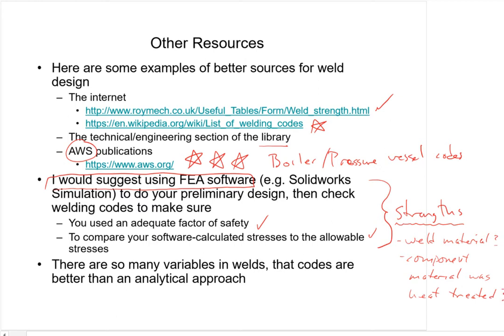You probably don't know for sure how hard it was heat treated. So you might have to use an equivalent hot rolled instead of cold drawn type of material. But what if it was already hot rolled? They don't really have hot rolled in the materials section.